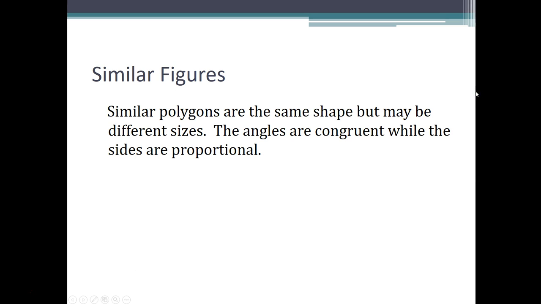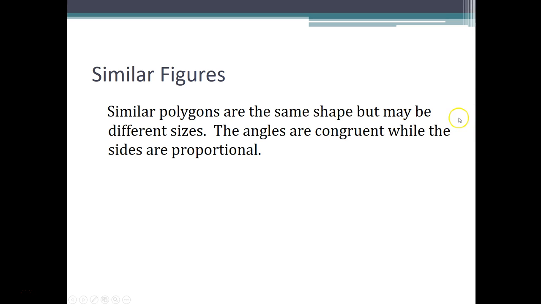Okay, moving on. Now we're going to get into some more application type problems. Now that you've seen the different classifications of polygons, if you're dealing with two similar polygons, they are polygons that are the same shape but may or may not be different sizes. The angles are the same, which gives them the same shape, but the sides are proportional, which means they could be equal or they may not, as long as you can set up a proportion with all the sides.